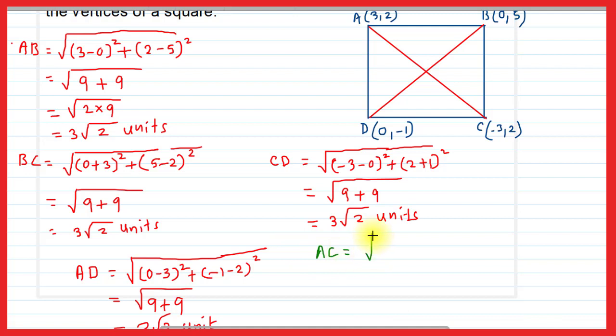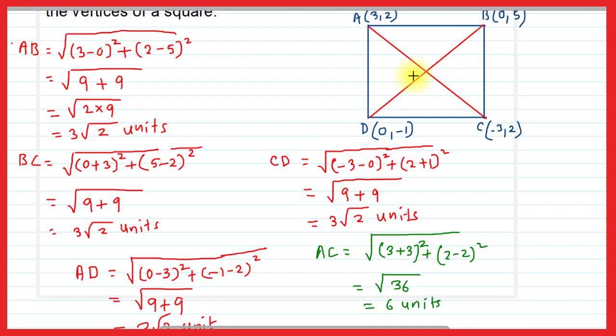AC is equal to square root of (x2 minus x1), that is 3 minus minus 3, that is (3 plus 3) bracket square, plus y2 minus y1, that is (2 minus 2) bracket square, which is equal to 3 plus 3 will be 6, and 6 square will be 36. So it will be square root of 36, which is 6 units.